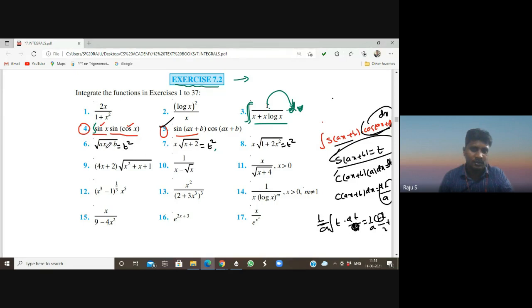You should take ax plus b is equal to t square. I'm saying that here x plus 2 is equal to t square, 1 plus 2x square is equal to t square. When you take t square, the square root gets cancelled. Here also this value you can take as t square, and the square root gets cancelled. Like that you have to take it as t square. Okay, now let's do any one of the questions. Let's do the sixth one.